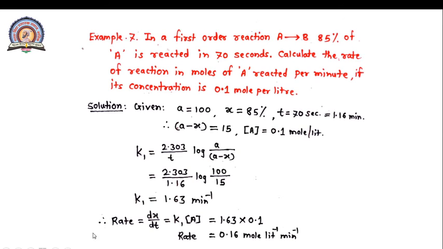Then the second part, find out the rate, that means dx by dt is equal to K1 into the concentration of the reactant A. Now here the value of K1 is obtained as above, that is 1.63. The concentration of reactant A is given, that is 0.1. So rate is equal to 0.16 mole per liter per minute. This is the rate of reaction in moles of A reacted per minute, that is 0.16 mole per liter per minute.